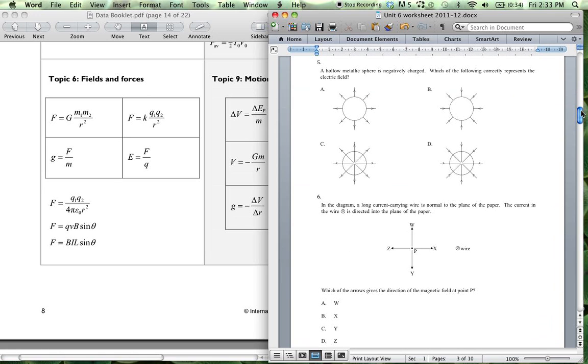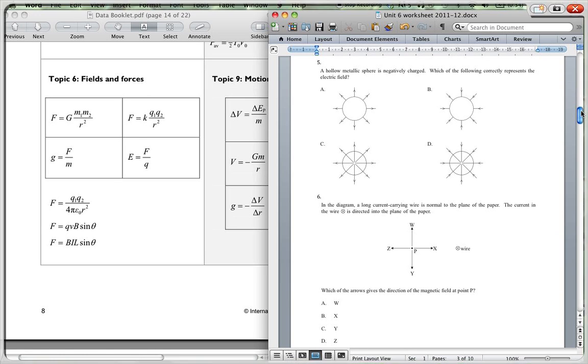Alright, here we have question 5. We have a hollow metallic sphere that is negatively charged. Which of the following correctly represents the electric field? We've just had this before, so this would be B. B is correct. That's for 5. That's just learning knowledge.